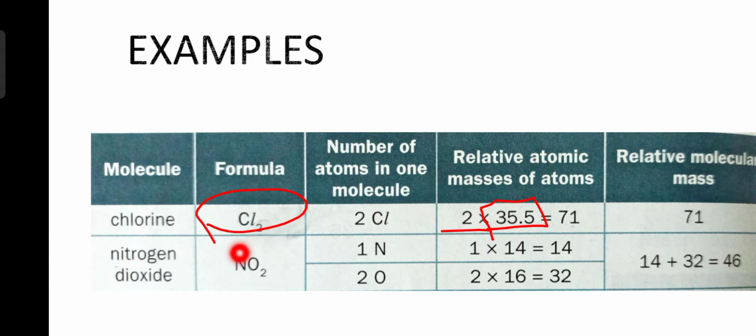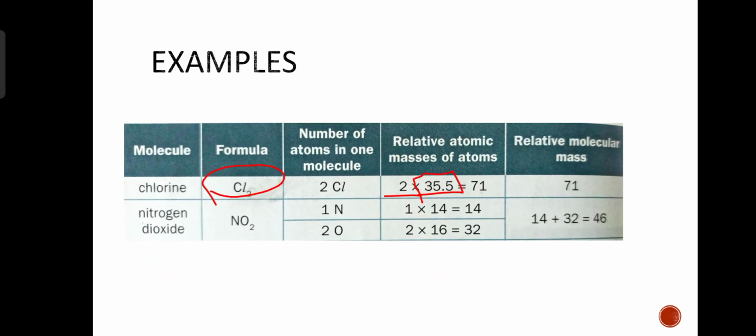It is 71. Nitrogen dioxide is a triatomic molecule. It has 3 atoms, 1 nitrogen and 2 oxygen. So 1 atom of nitrogen has an atomic mass of 14 and 2 oxygen atoms have 32. 14 plus 32, you will get 46. Clear? This is how you find the relative molecular mass.